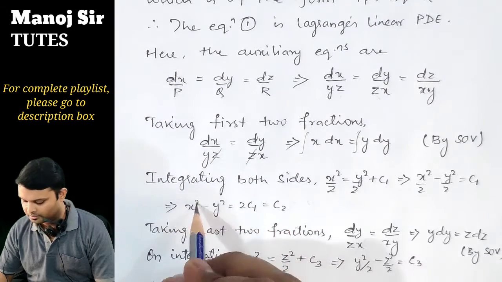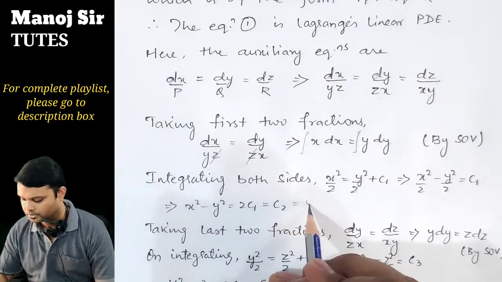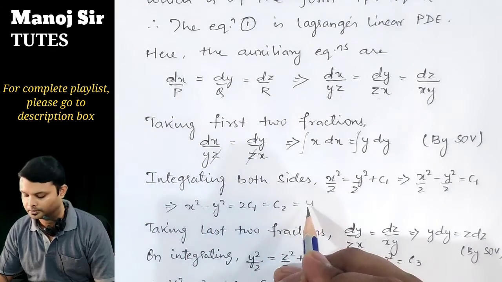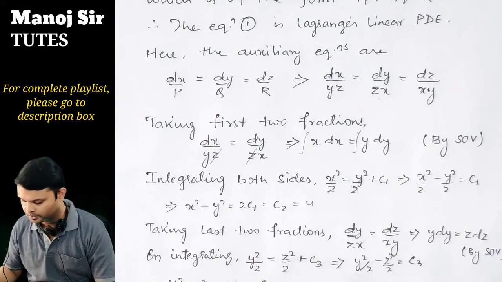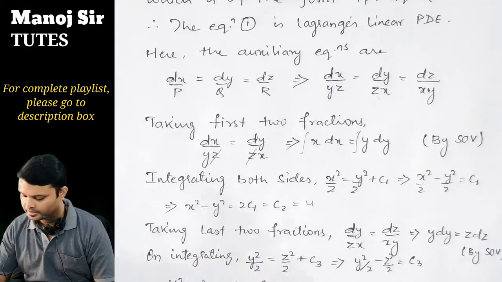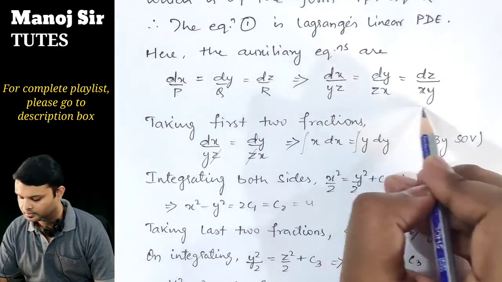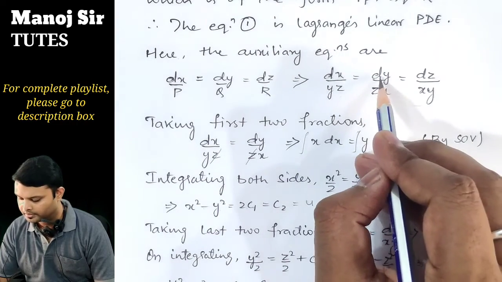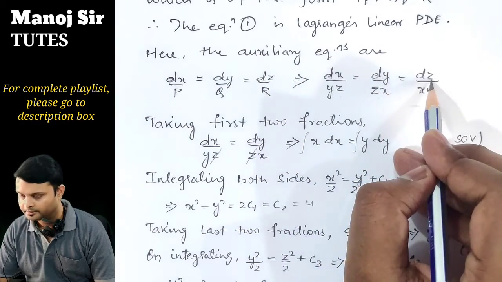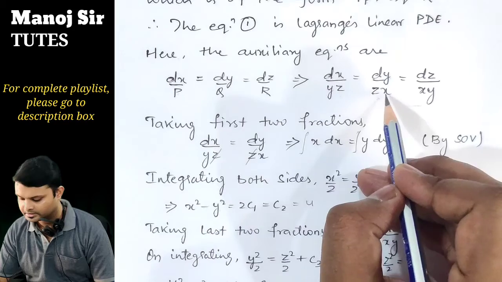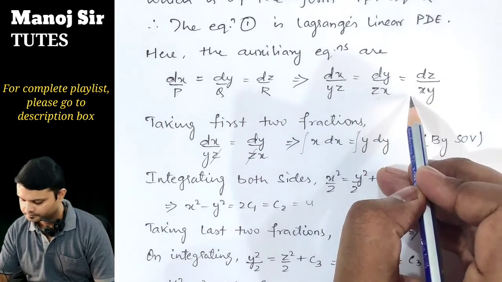Okay, this x square minus y square is nothing but your small u. Similarly, we can find the value of small v. Let us see. Now here again, we are taking the last two fractions. Why the last two fractions? Because here we have dy, dz. It means we have to cancel x. Can we cancel x? Yes, we can easily cancel x.